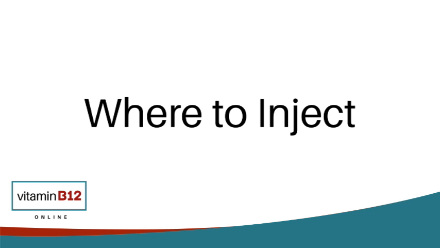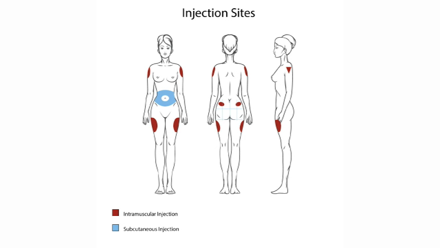The following presentation discusses the various injection sites and types of injections that can be used on each site. The areas in red are intramuscular injection sites, where you will be injecting into the muscle. You can inject into the thigh muscle, deltoid muscle in your upper arm, and in the upper quadrant of the buttocks. The areas in blue are for subcutaneous injection.